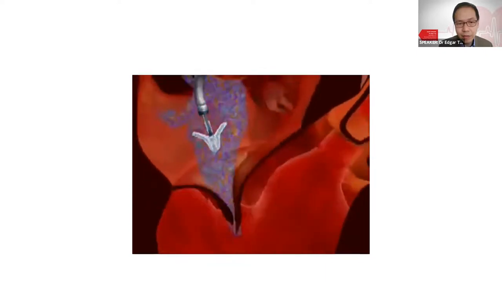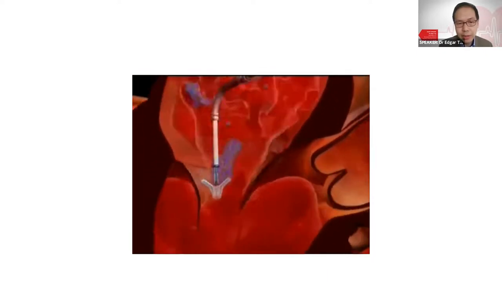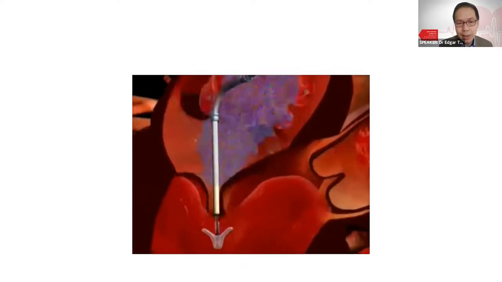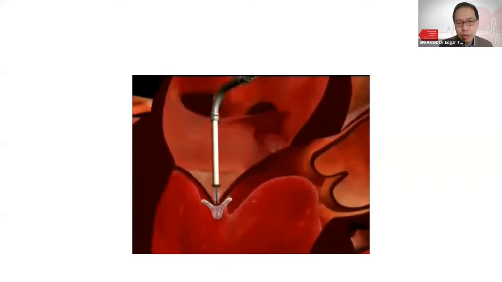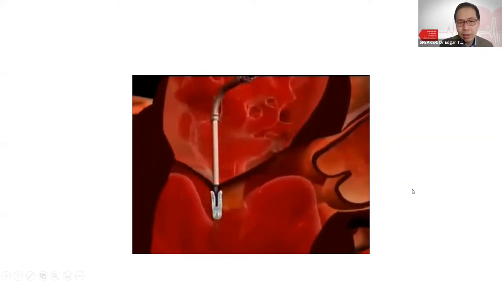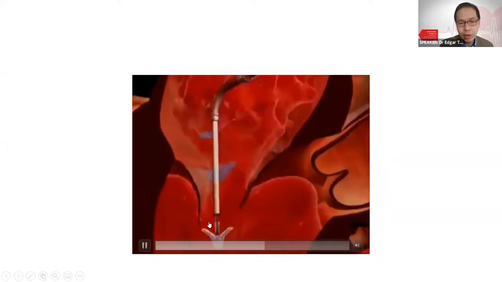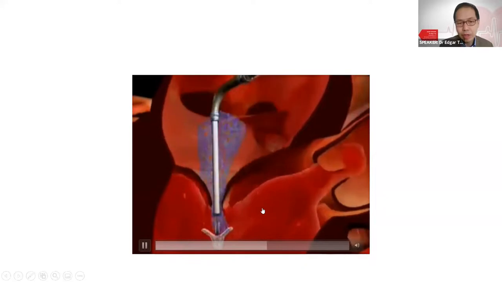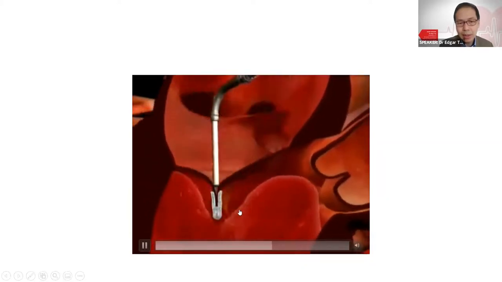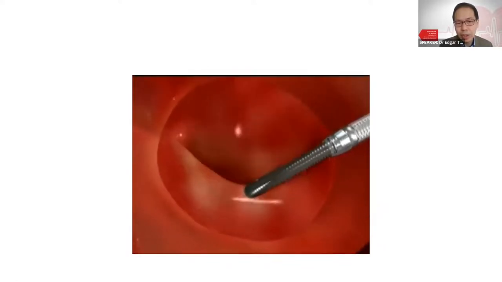So seeing the valve then allows us to put this clip down and try to bring the two leaflets of the mitral valve together. And by doing so, it should be able to reduce the leaking. So you see, once the clip is placed on, the blue jet is reduced. And of course, if you're not happy with the regurgitation reduction, you can reattempt it. You can clip it again and try to get a result that has no more significant mitral regurgitation.